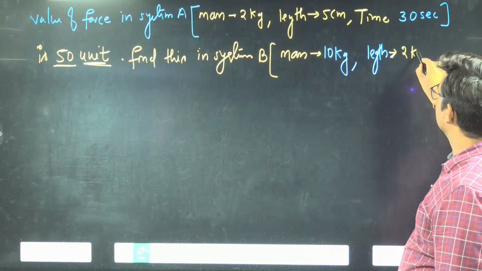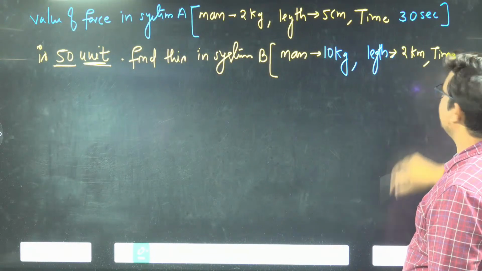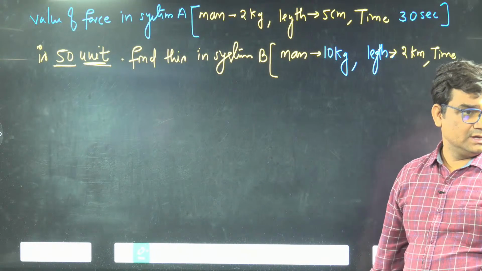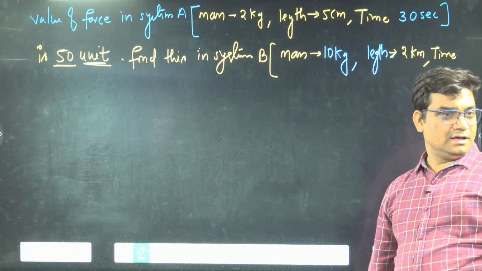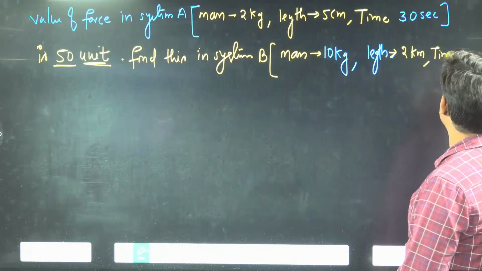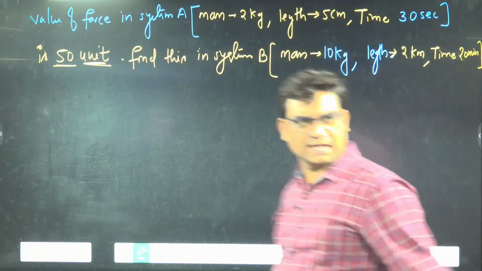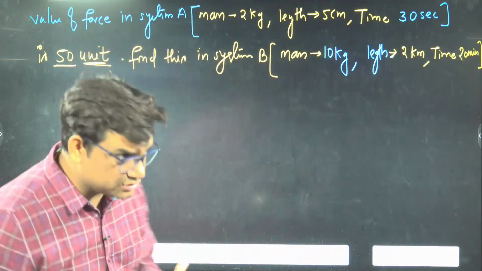Okay, I have taken 2 kilometer. Time. Okay, 20 minutes, someone is saying. So time 20 minutes. Your choice, you can take anything. So, two hypothetical systems.